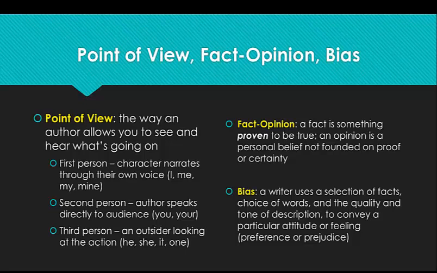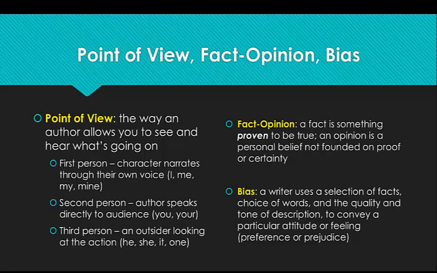Second person is when the author speaks directly to the audience, almost as if they're giving commands. You should do that. Your focus should be on this. This is the least commonly used point of view. And finally, third person, the author writes as an outsider looking in at the action. So you might see pronouns or words like he, she, it, or one, or just individuals' names. Again, think about the way that your textbooks read. The information is almost presented as fact, but there's nothing else controlling it.